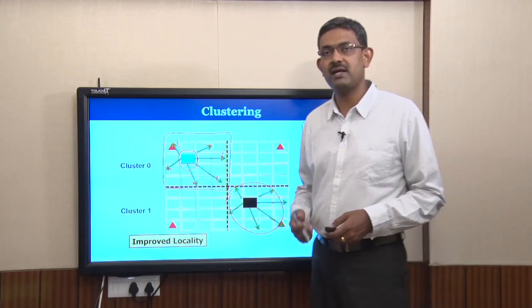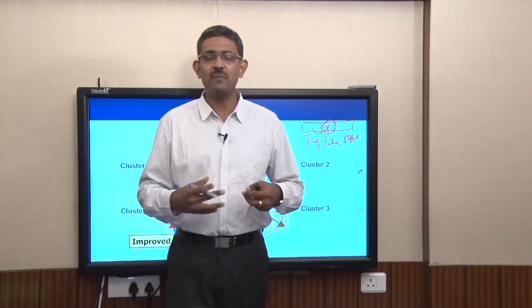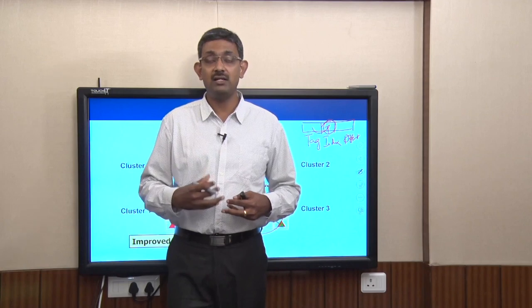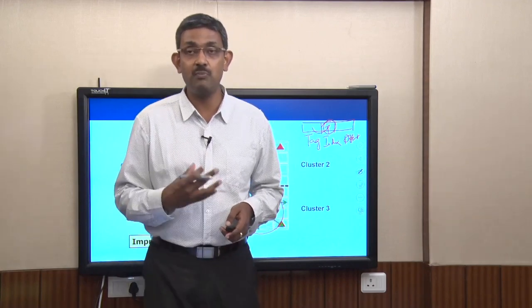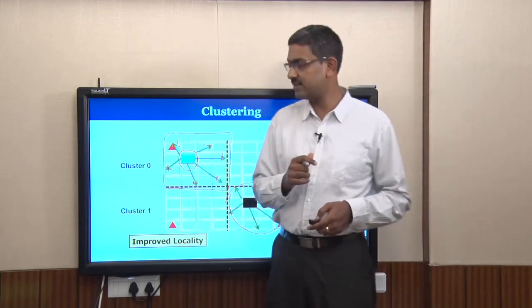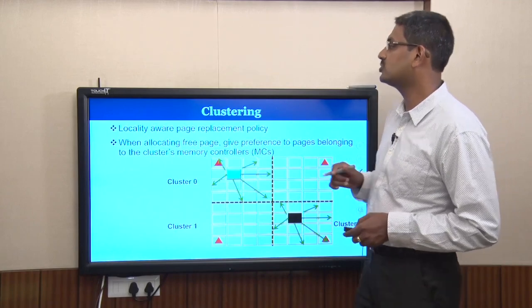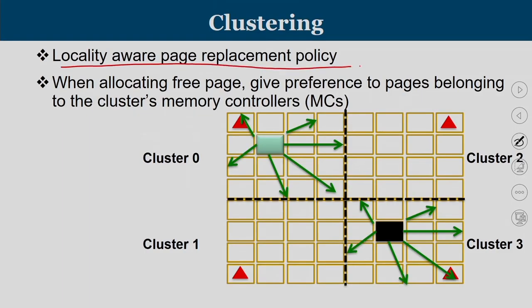So the operating system, or your Android that is going to run on the cell phones, has a very, very crucial and important role that governs the performance. So where you schedule a task is very important. So it will reduce the interference. How is it possible? It's a locality aware page replacement policy.